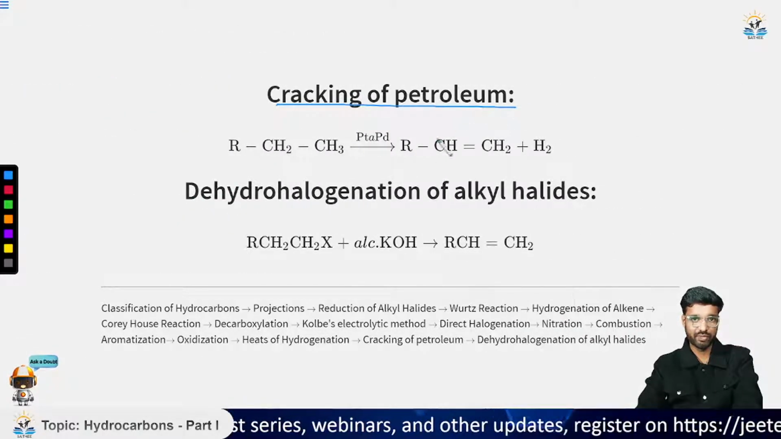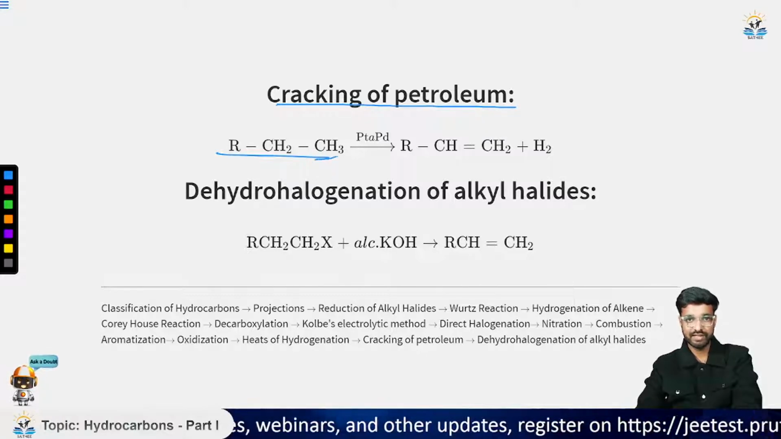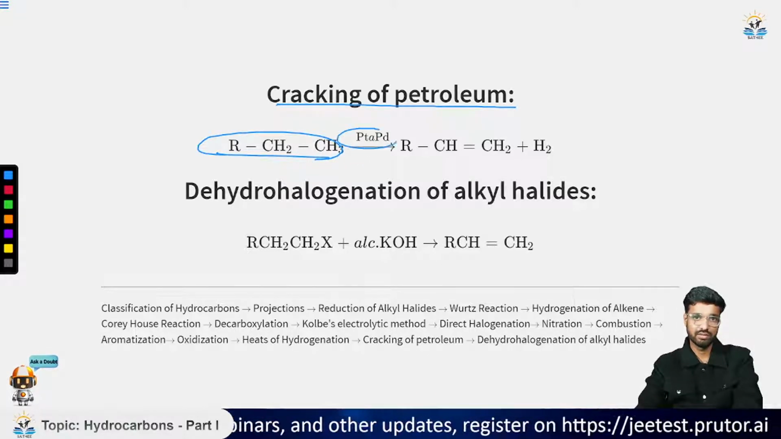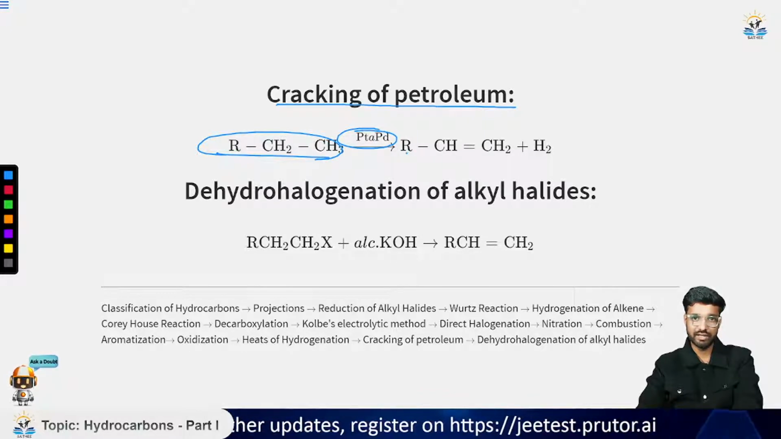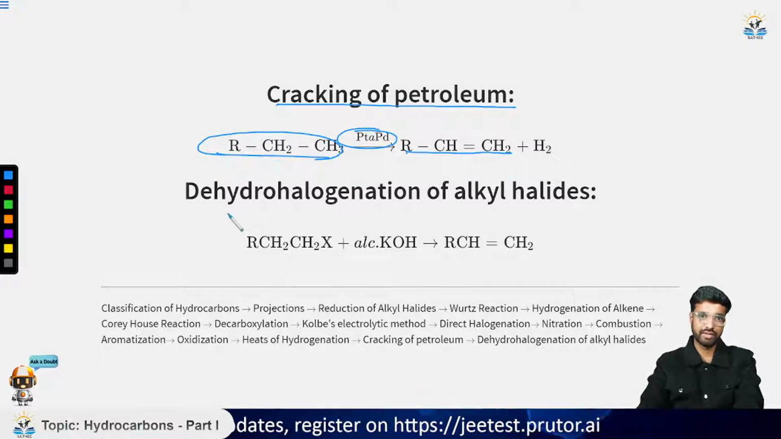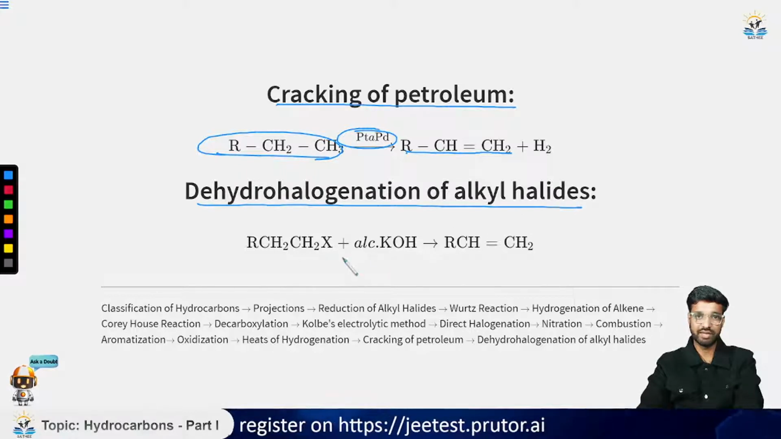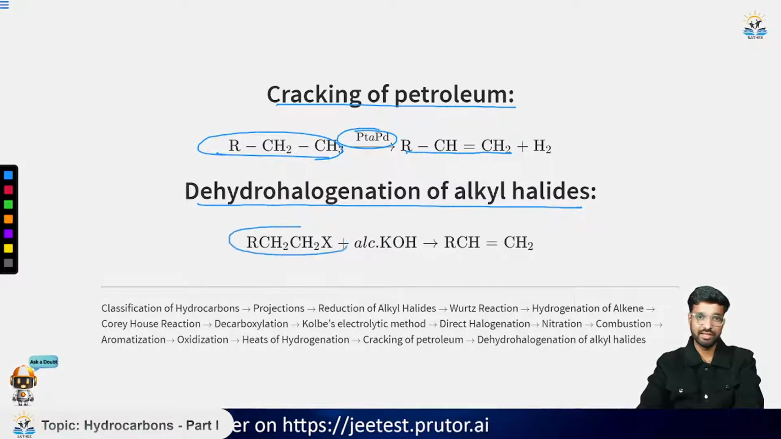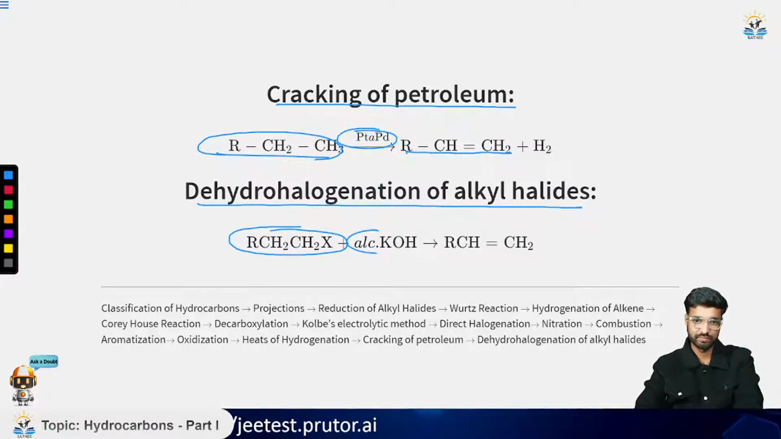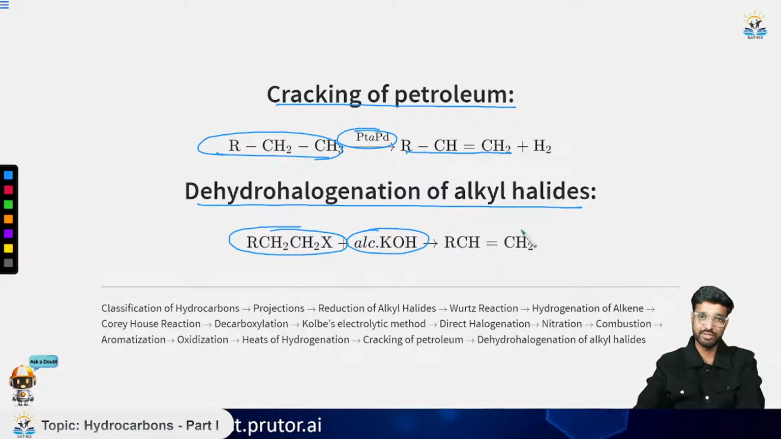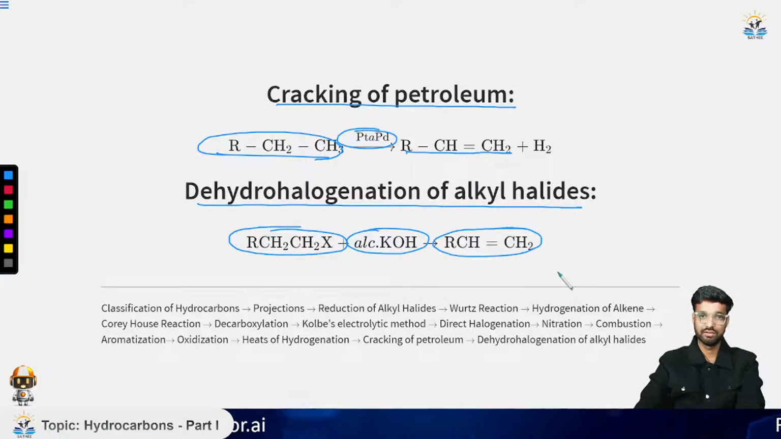Now we have cracking of petroleum. So we are reacting this alkane in the presence of petroleum and getting this alkene. Second, we have the dehydrohalogenation of alkyl halide. So when we take an alkyl halide and react it with alcoholic KOH, then we will get the alkene.